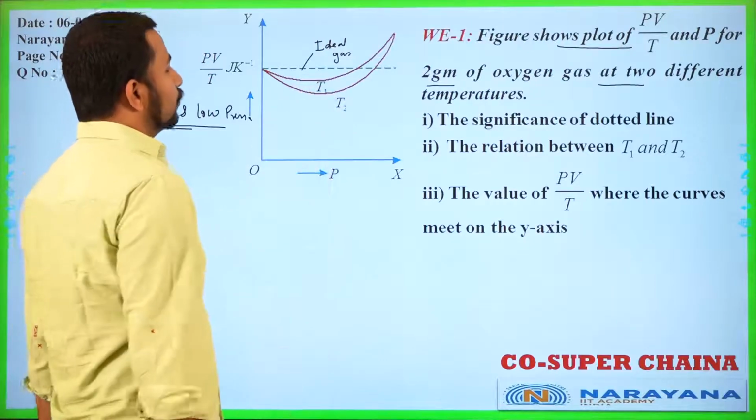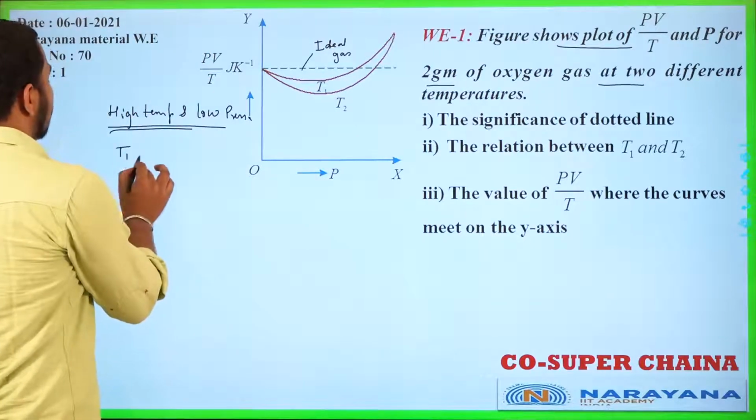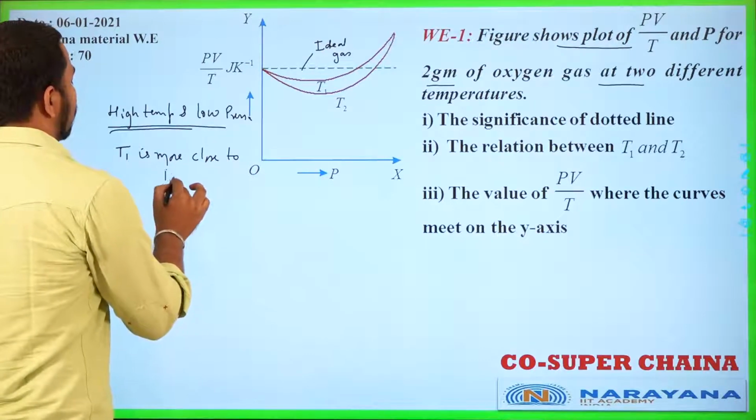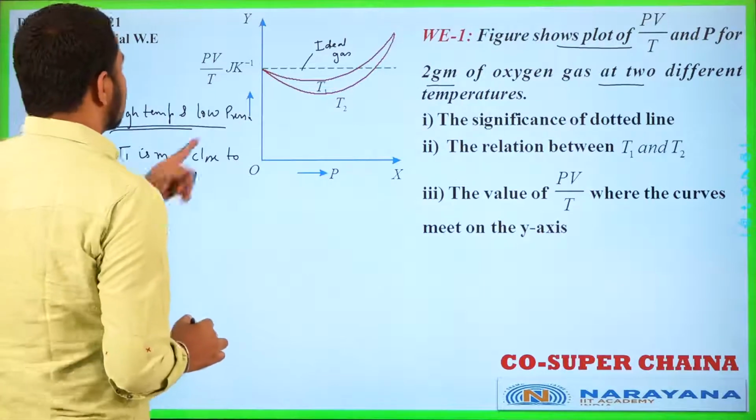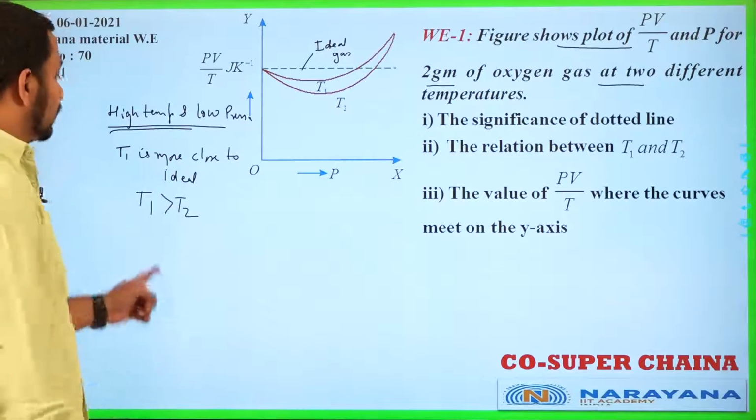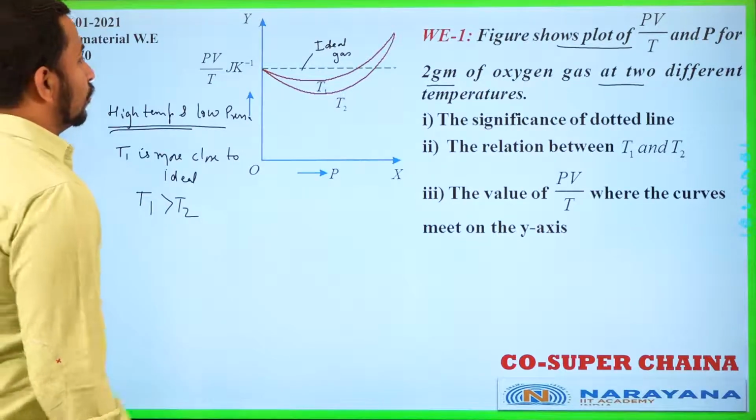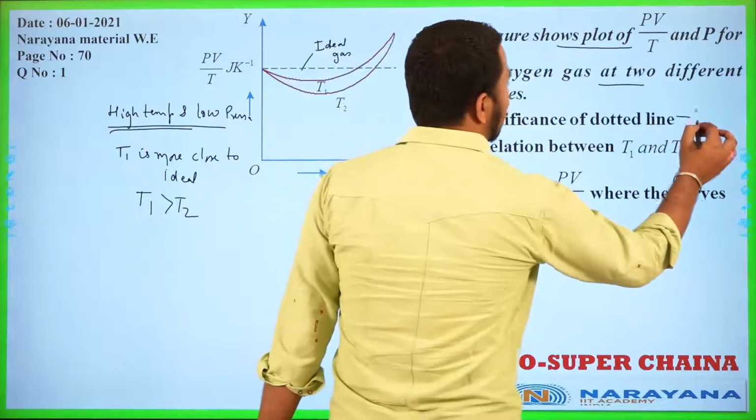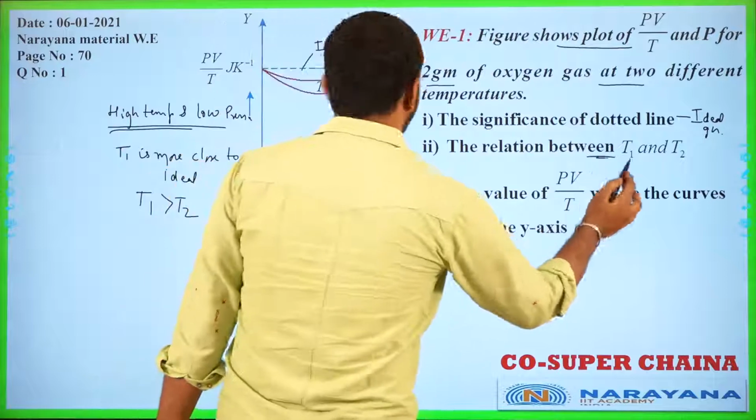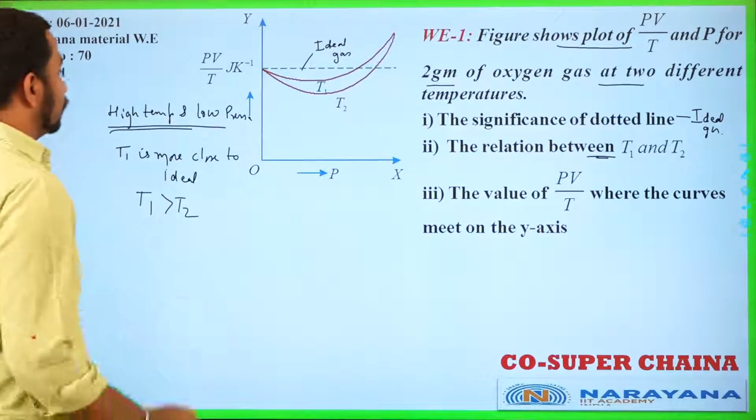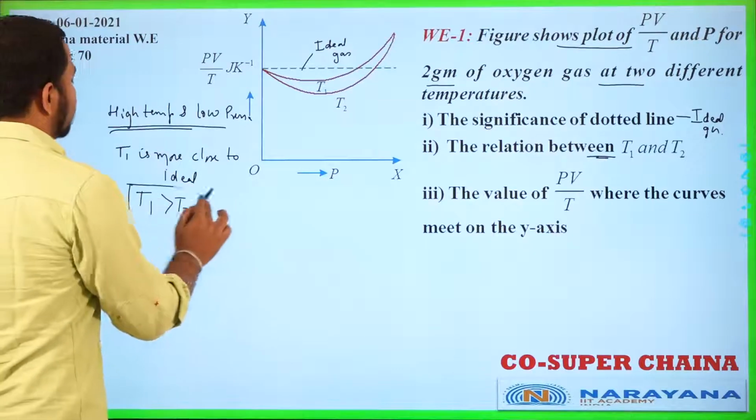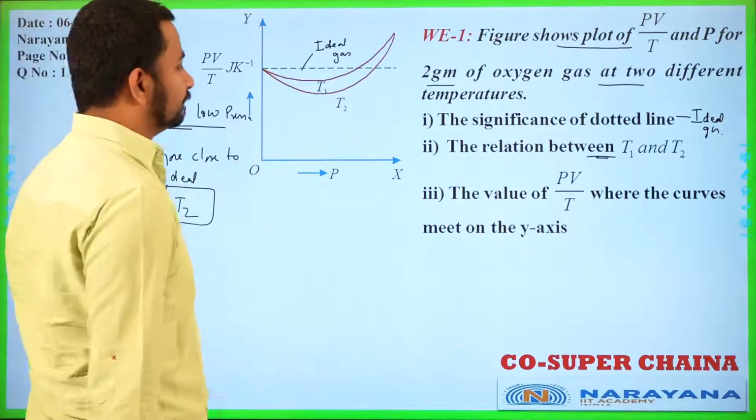This curve is more close to the ideal gas. So T1 is more close to ideal gas, which means that T1 has high temperature compared to T2, right? So the significance of the dotted line is that it is an ideal gas. The relation between T1 and T2 is that T1 should be greater than T2, because if it is close to the ideal gas nature, the temperature will be higher compared to the previous one.